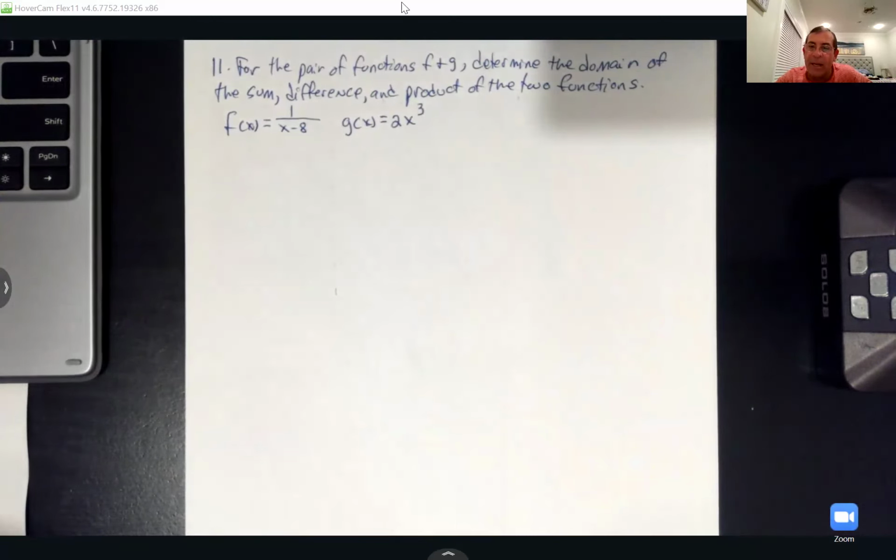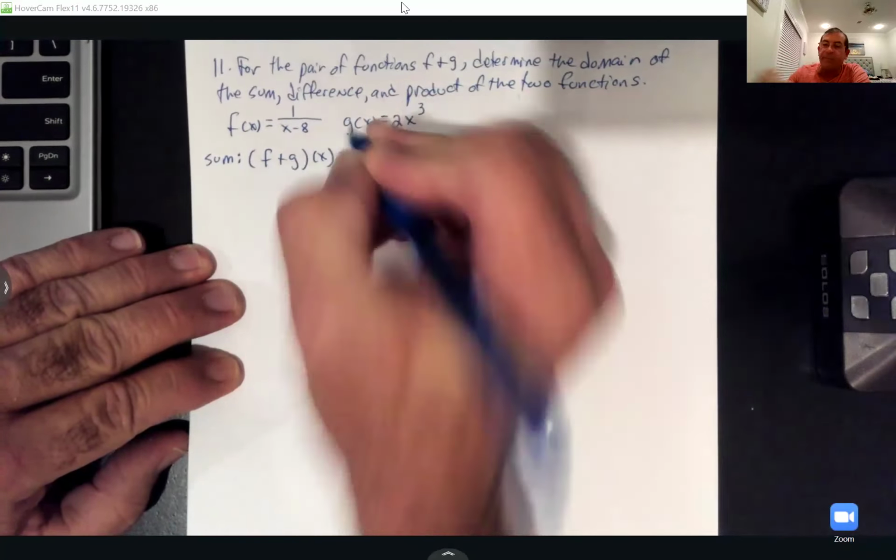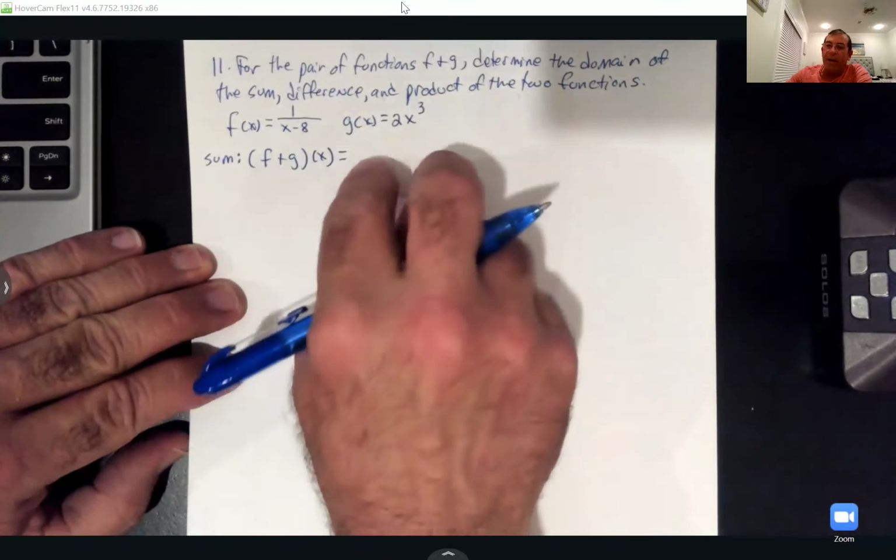So I'm going to start with the sum. The sum will be f plus g of x. So it'll be my f plus my g. f is 1 over x minus 8 plus g is 2x to the third. So let me ask you all this on this one right here. Are there any restrictions on this domain? Does all real numbers work for this? Or do you see something that might cause me trouble?